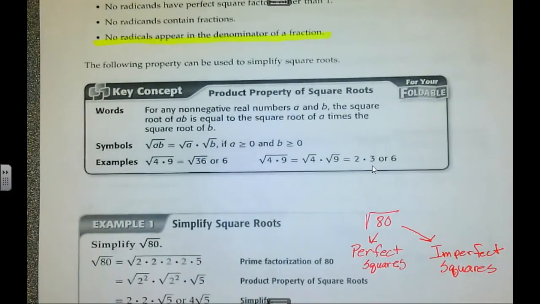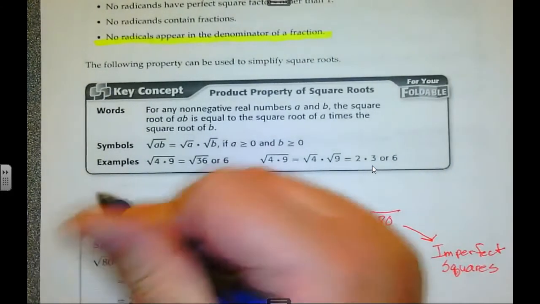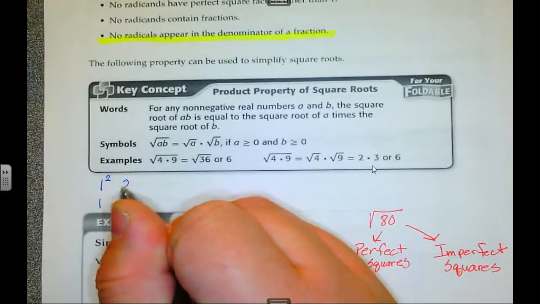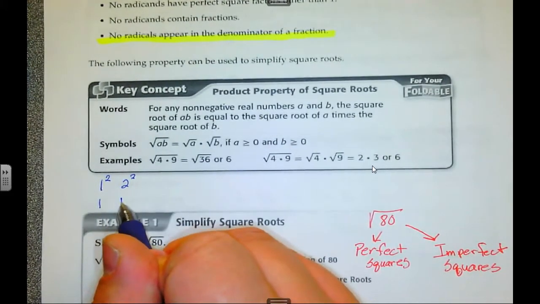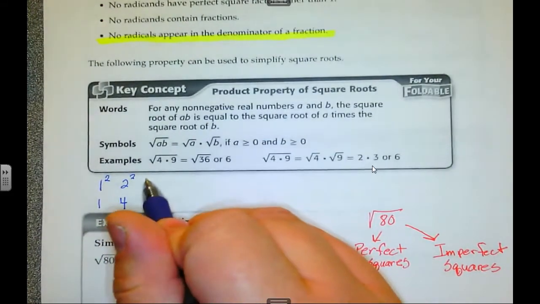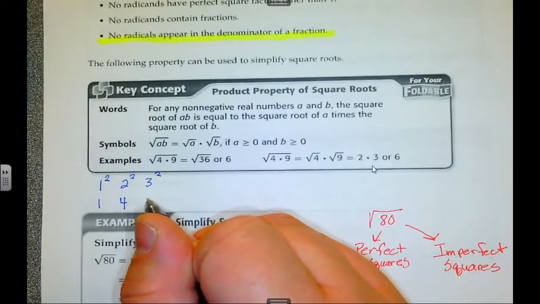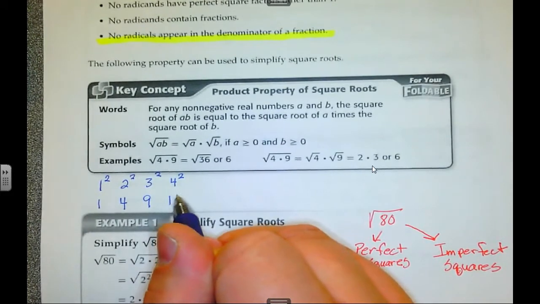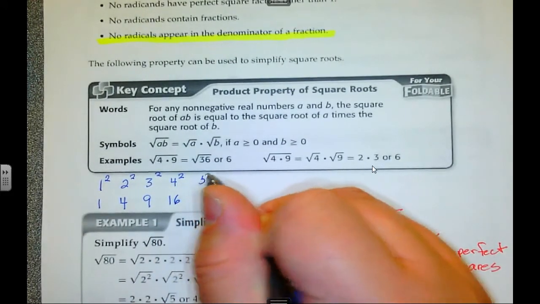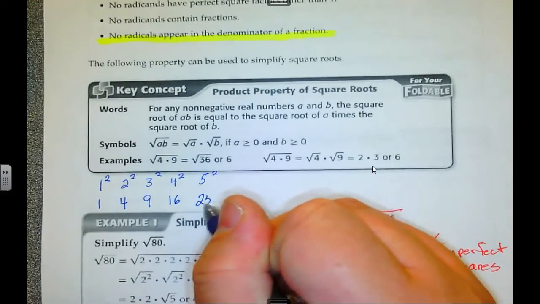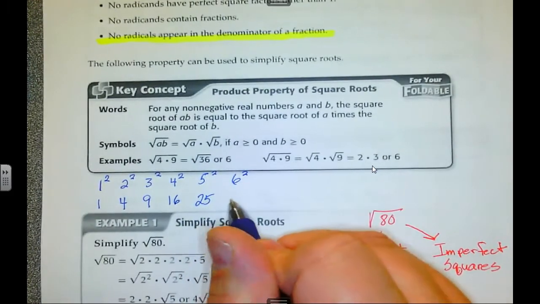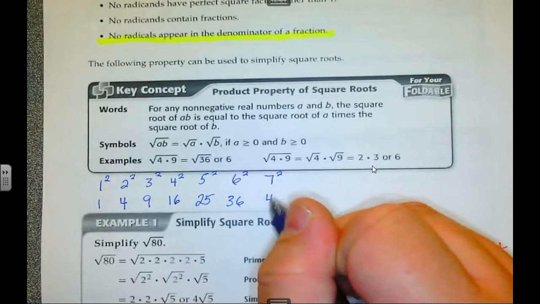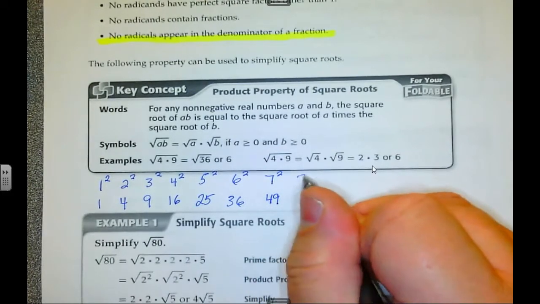Well, think of it. Squares. Perfect squares. Okay? If I have the number 1 squared, what's 1 squared? 1. 2 squared? 4. 2 times 2, right? 3 squared? 9. 4 squared? 16. 5 squared? 25. 6 squared? 36. 7 squared? 8 squared?